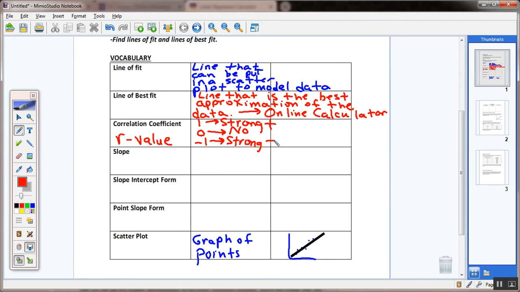If you ever have anything around 0, what's that mean? There is no what? Correlation. Okay, or the data is just not related. And I'll show you what that means here in a second. Okay. All right, you guys have heard of slope before. You should be able to rattle this off. You've heard it since 6th grade probably. Rise over run.